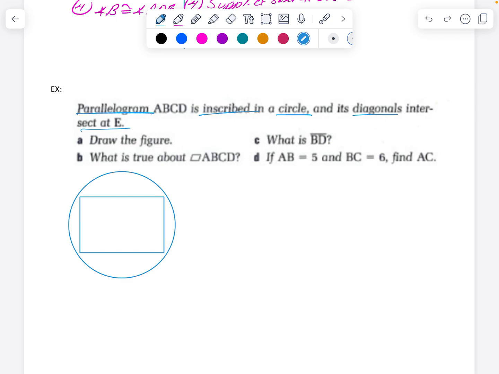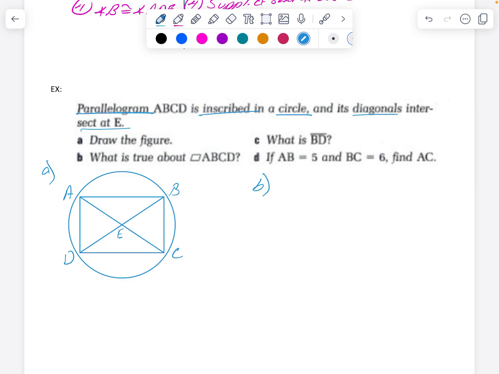You get the idea. So there we go. And then now let's draw in its diagonals. And they intersect at E. And this is parallelogram ABCD. Remember, those vertices are touching the circle. Okay, so that was A. We drew the figure.